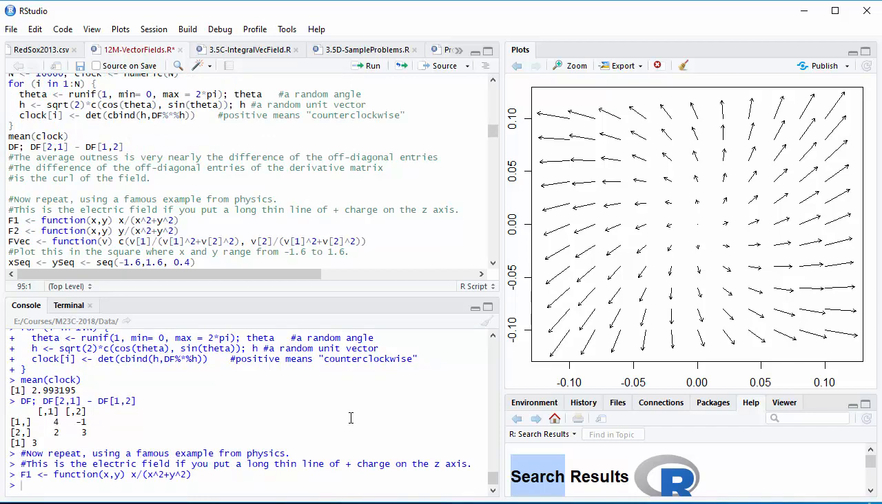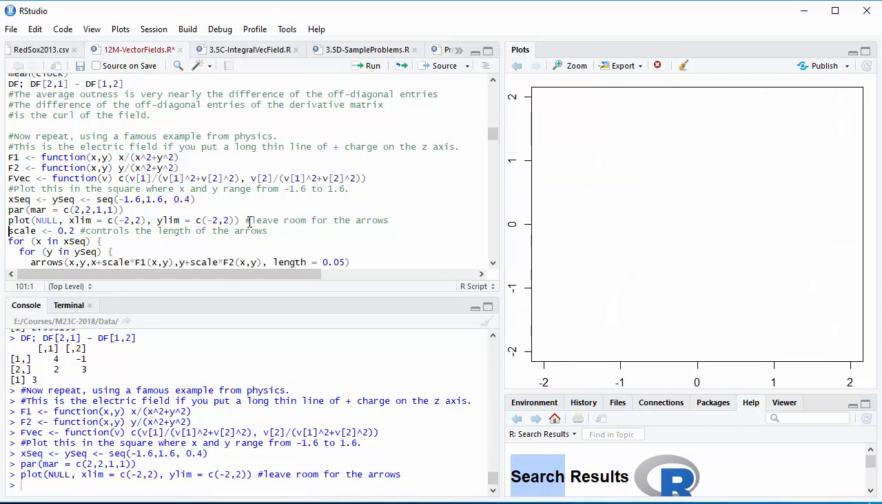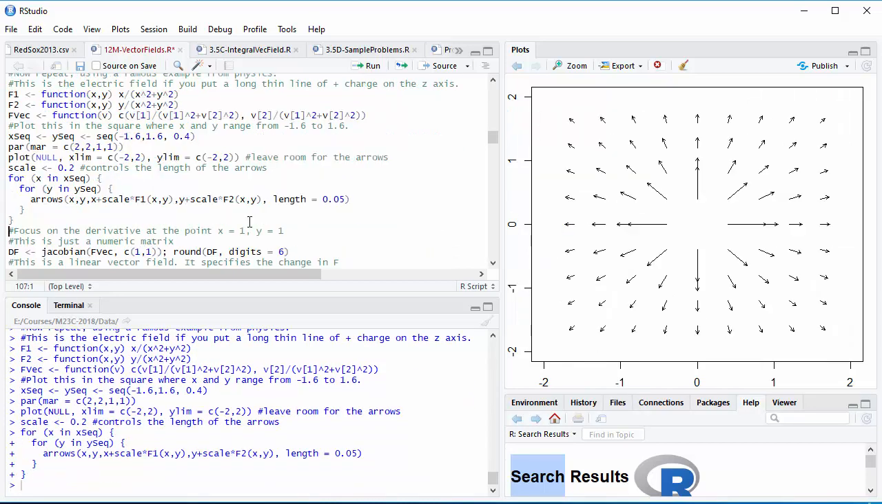Now let me repeat this analysis using a vector field that's important in physics. The z-axis here is pointing perpendicular to my computer screen, and if I put a long line of positive charge on that axis, I get a vector field which you are about to see. It points out, and the farther away from the line of charge I get, the weaker the electric field becomes. And you can just look at this and say, this looks as though it's pointing out, and it doesn't seem to have any clockwise or counterclockwise tendencies.